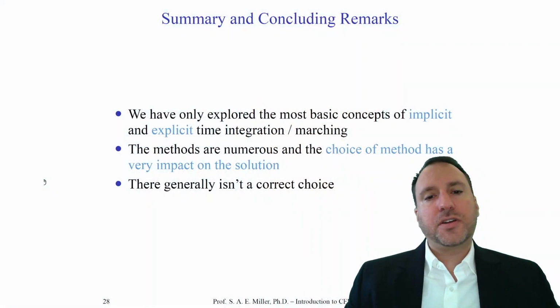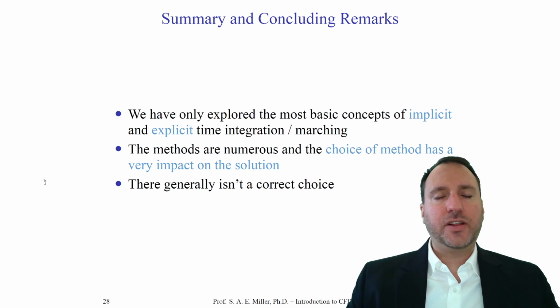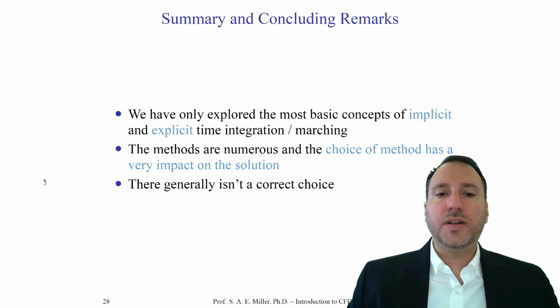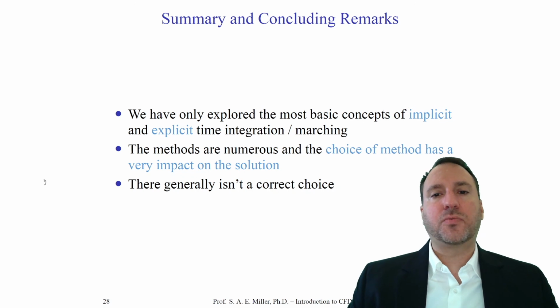We have only explored the most basic concepts of implicit and explicit time marching schemes. Remember, implicit schemes are trying to find implicitly, that is, you can't write down the closed form equations for the future time, of multiple variables at multiple time levels. Explicit schemes are easier to program, and they might have just as good accuracy. The advantage, of course, is that they're simpler. The methods are also numerous, and the choice of a method has a very large impact on the solution. A careful choice of an implicit or explicit scheme and their orders is critical for CFD, and it always is going to be problem dependent. You have to choose the right time integration approach or steady state convergence approach for the problem at hand.